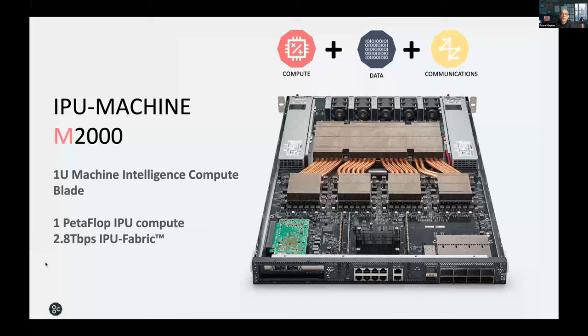Basically, what we see on this slide, we have here four chips, so four GC200 IPU processors connected together with our IPU fabric. And we have what we call the GCPU gateway, which is basically the orchestrator and administrator of this platform. This 1U intelligent compute blade is a kind of appliance, which provides you one petaflop of compute power and can be stacked together to aggregate your offload type of AI performance.